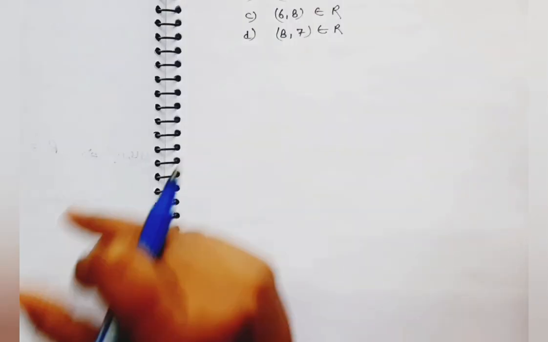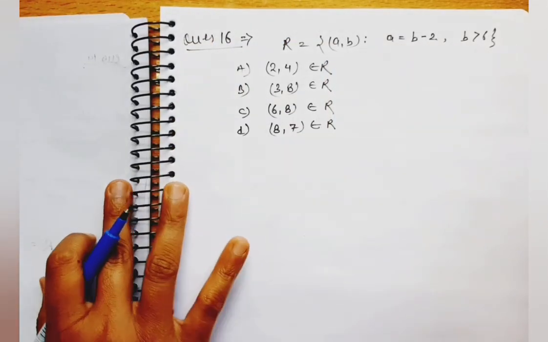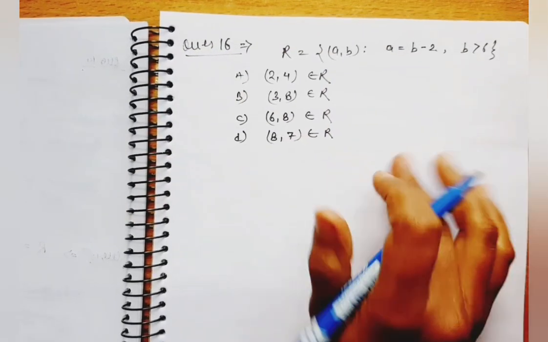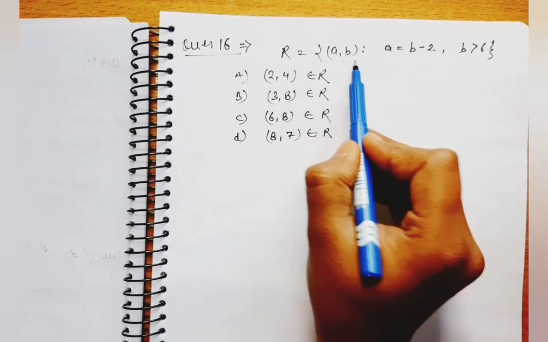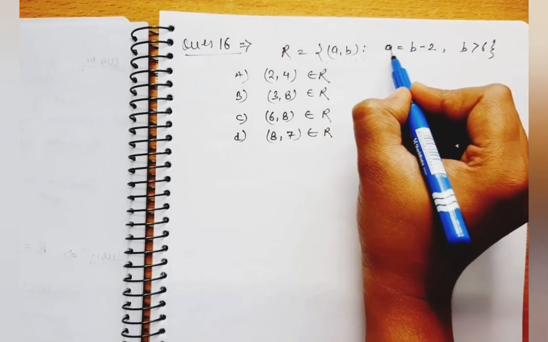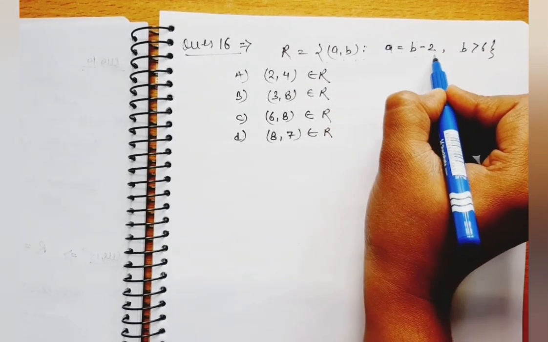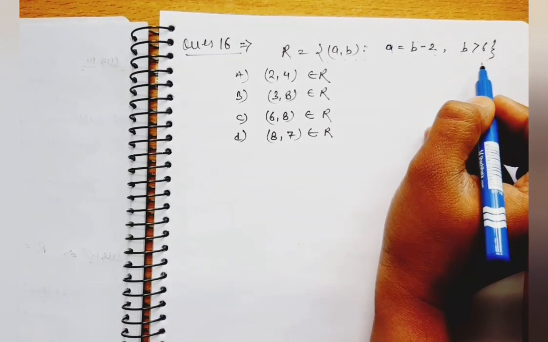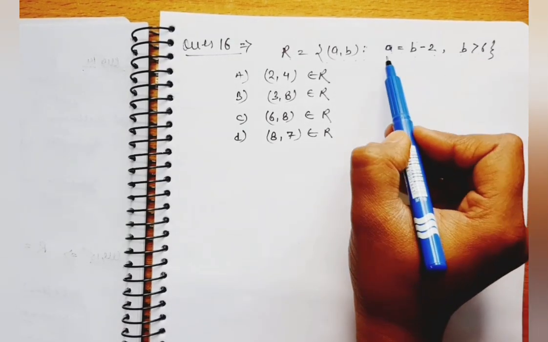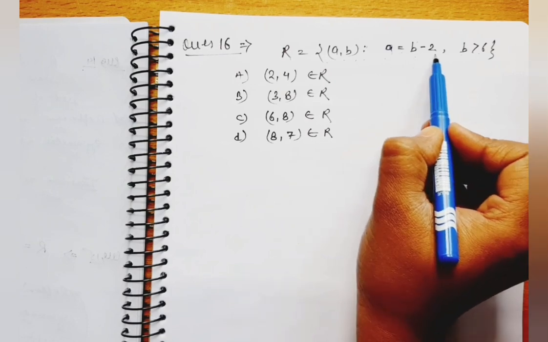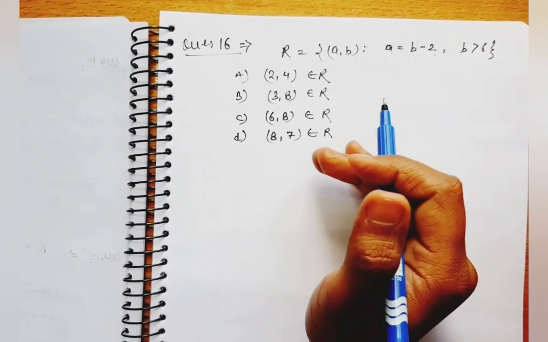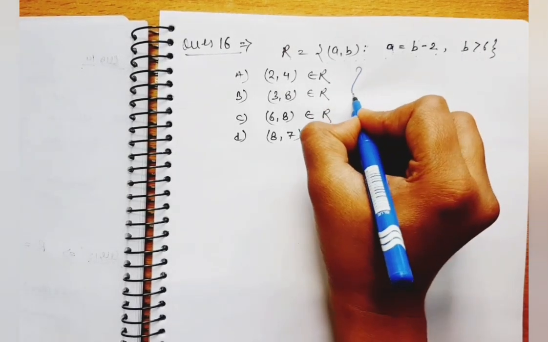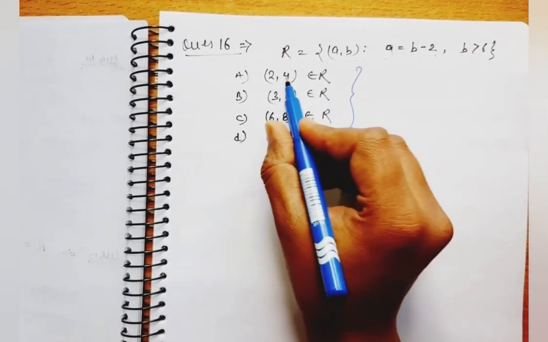The next question, and the last question of the exercise, is question number 16. The given relation R is equal to (A, B) such that A is equal to B minus 2 and B is always greater than 6. The value of B should be greater than 6, and the condition for A is B minus 2, which is smaller than B. So which one is true here out of the options?